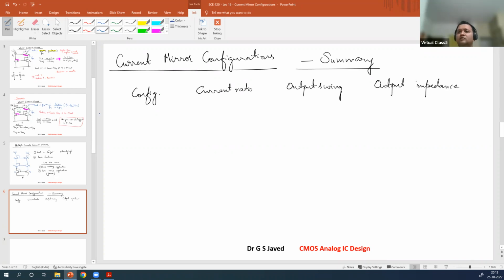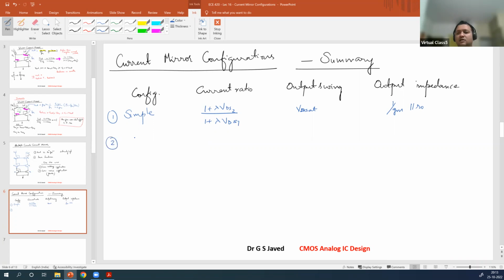So what's the first one? First one is a simple current mirror. So for the single current mirror, the ratio is 1 over lambda VDS2 by 1 plus lambda VDS1. What is the output swing? VD sat, only the VDS of the device. Output impedance will be 1 over gm in parallel with R0. So 1 over gm of the diode in parallel with the R0 of the device.